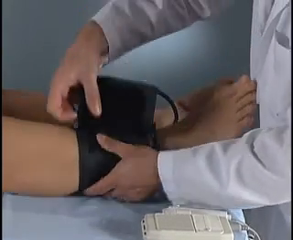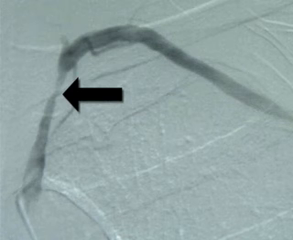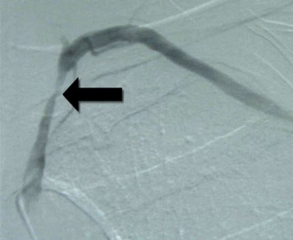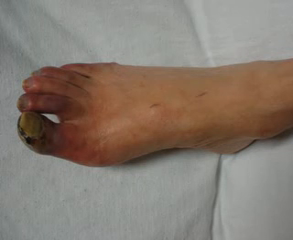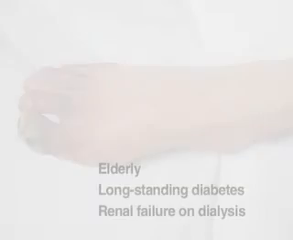There are limitations to the measurement of the ankle-brachial index. These include the presence of a subclavian artery stenosis. If bilateral, this will falsely elevate the ankle-brachial index. Calcified and incompressible vessels in the lower extremities will also falsely elevate the ankle-brachial index. These conditions are often found in the elderly, in patients with long-standing diabetes, and in patients with renal failure who are on dialysis.